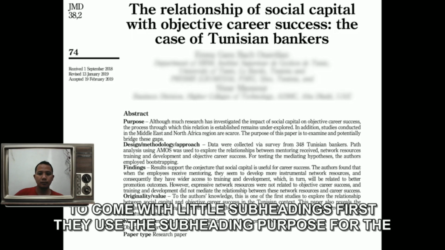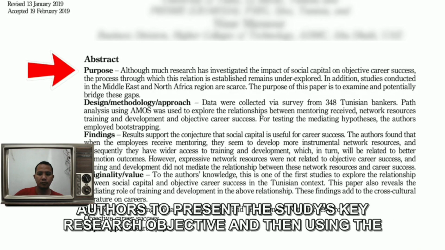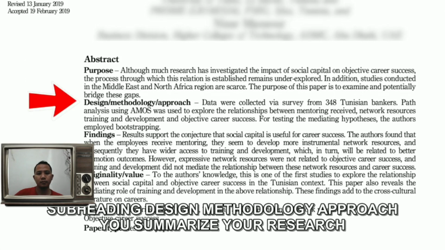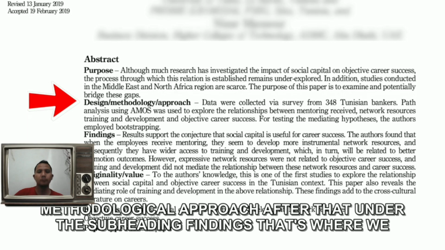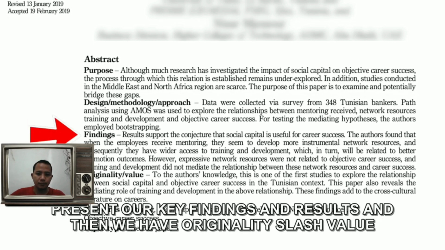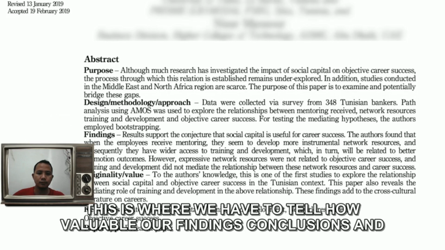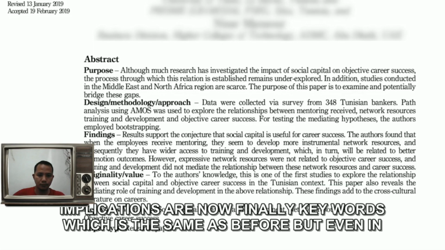First, they use the subheading purpose for the authors to present the study's key research objective. And then, using the subheading design methodology approach, you summarize your research methodological approach. After that, under the subheading findings, that's where we present our key findings and results. And then we have originality/value. This is where we have to tell how valuable our findings, conclusions, and implications are. And finally, keywords, which is the same as before.